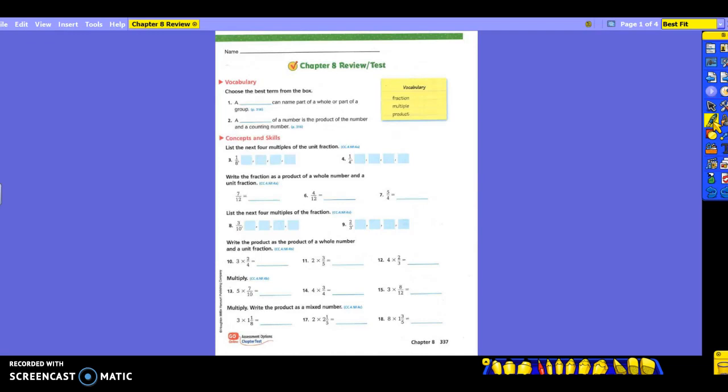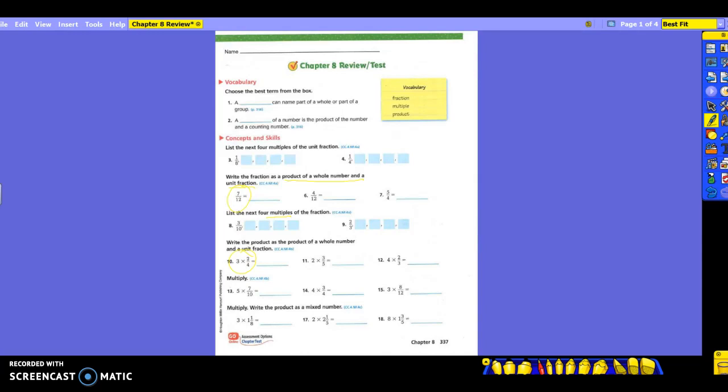And then you have next four multiples of the fraction again. So multiples again. Make sure you're reading these little words in here. So you've got product of a whole number and a unit fraction, and you have multiples. Then you have write the product as the product of a whole number and a unit fraction, but you have something different. Look at these problems. See the difference? Still going to have something that looks similar as an answer?